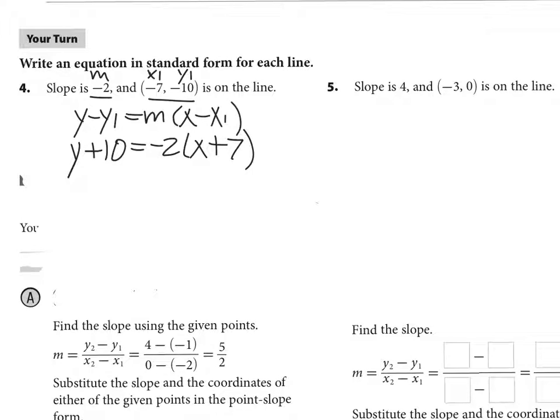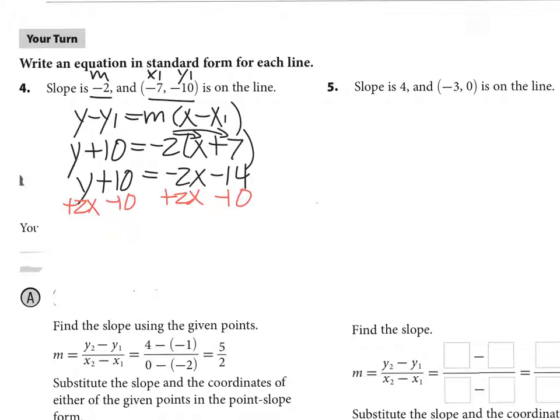Okay, so next thing we're going to do is the distributive property. So we get y plus 10 equals negative 2x minus 14. I've got to get all my x's and y's on one side, and then my constants, or just my numbers, on the other. So I'm going to move this 2x over by adding. I have to do the opposite, so I add 2x over here. I'm going to get rid of the 10 by subtracting, and I'll put the 10 with the 14 because those are like terms. So these cancel, and now I'm left with 2x plus y equals negative 24.